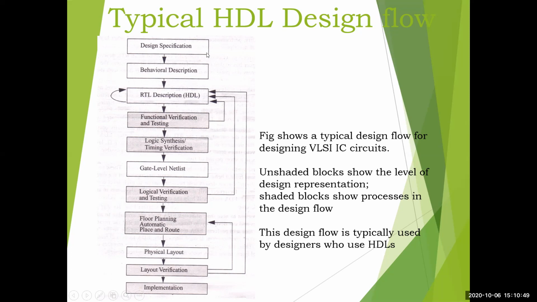Once the design specification is known, you will be writing the different styles of code. If you are writing behavioral code, you'll write it here. If you are writing data flow code, you'll write it here. If you are writing gate level code, you'll write it over here. Since logic synthesis tools are available now, that task will be done by the logic synthesis tool. So we have to write a behavioral description or RTL level description. Here we have to write the specification in terms of a hardware description language.